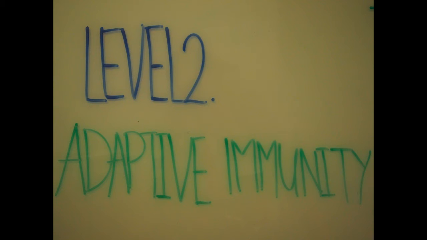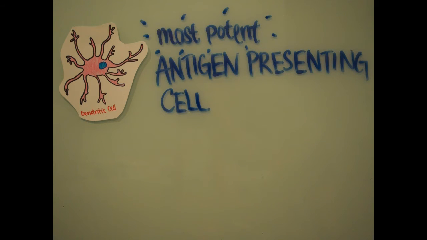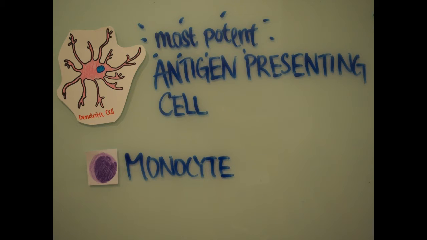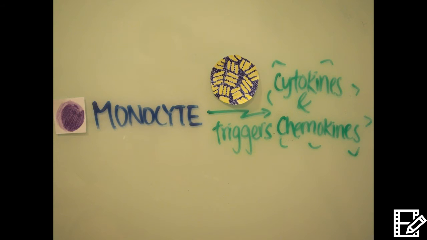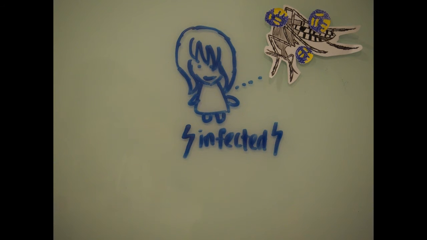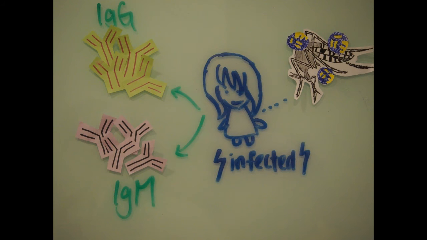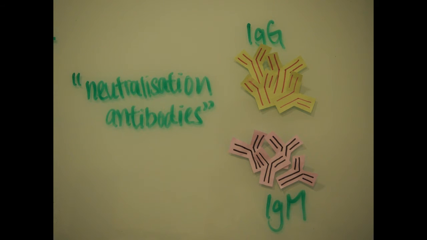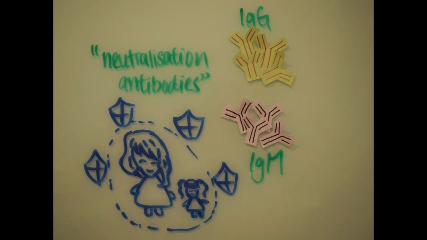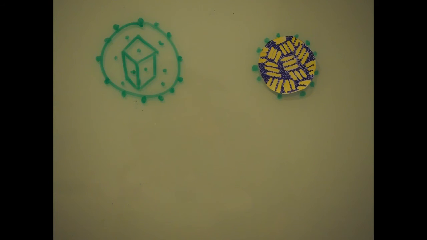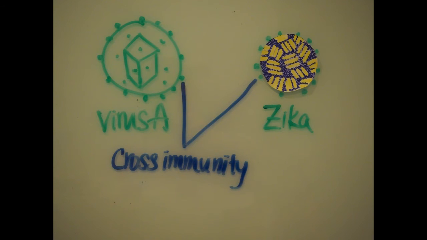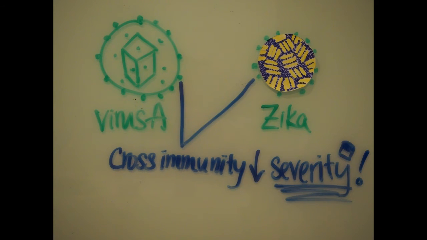In the adaptive immunity, dendritic cells are the most potent antigen-presenting cells. Another innate immune cell type that is targeted is the monocyte. Upon Zika infection, it triggers cytokine and chemokine responses. A Zika-infected patient has anti-Zika immunoglobulin G and M and has neutralization antibodies. These neutralization antibodies provide partial protection in adults and infants against the deadly Zika infection. In addition, cross-immunity reduces the severity of the infection to a certain extent as well.